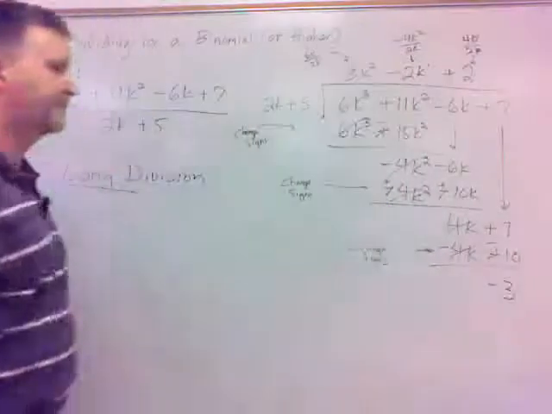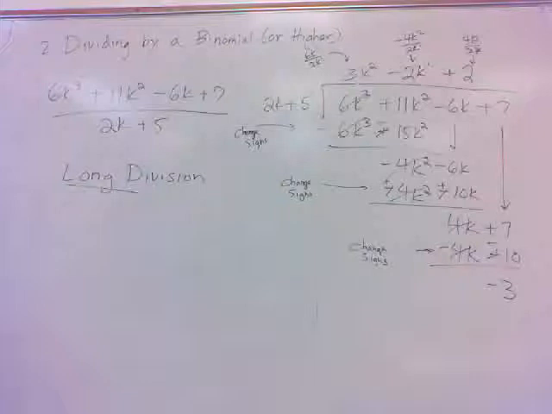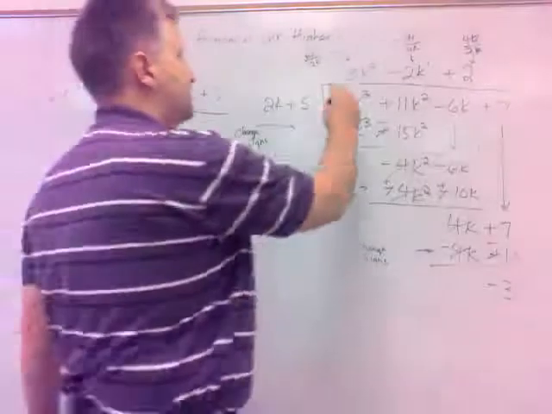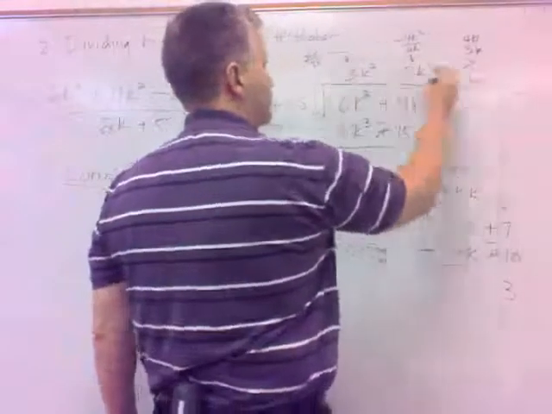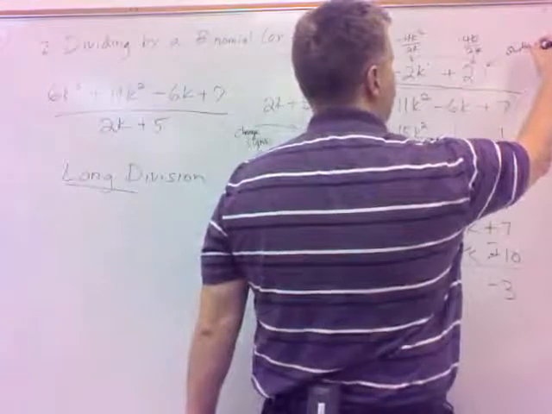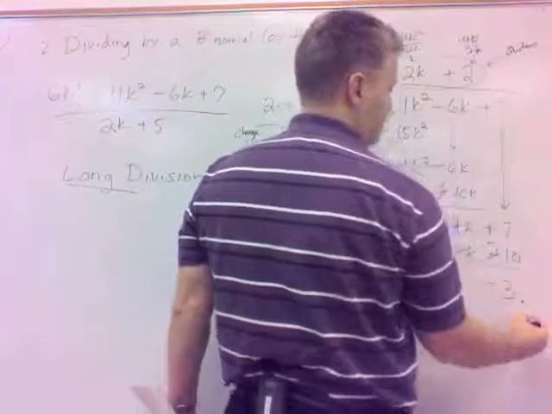All right, so we're done. Long division. Like I said, it's usually a good name. So here's the answer. This right here is referred to as the quotient of your answer, and this, of course, is the remainder.